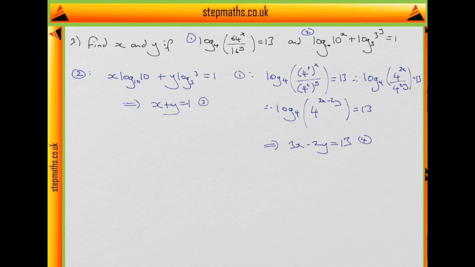Well, now what we're going to do is add 2 lots of 3 to 4. And the reason we're going to do that is because then we're going to get 2y add minus 2y, and that will cancel off. So doing that, we get 2x plus 3x, so 5x is equal to 2 plus 13. 2 plus 13 is 15, and therefore x is equal to 3. And therefore from here we can simply read off that y is in fact equal to minus 2. And those are our answers.